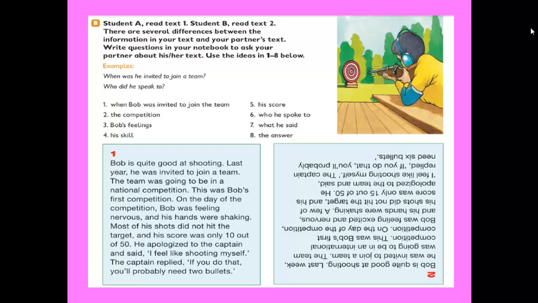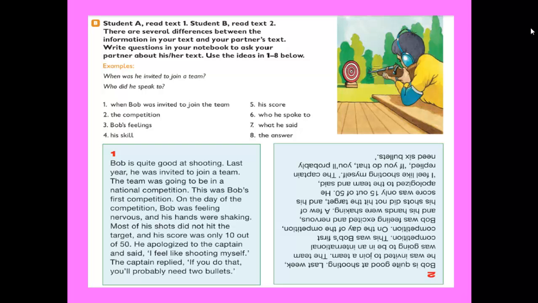We have examples here. When was he invited to join a team? Who did he speak to? The other things are when Bob was invited to join the team. Number 2, the competition. 3, Bob's feelings for his skill. Number 5, his score. 6, who he spoke to. 7, what he said. And finally, the answer.